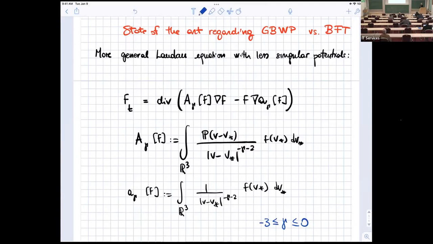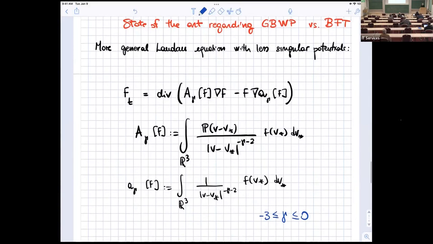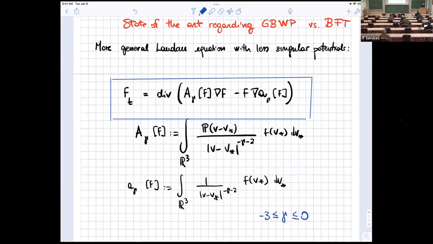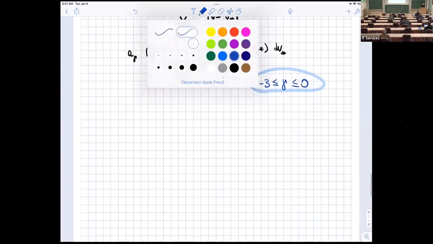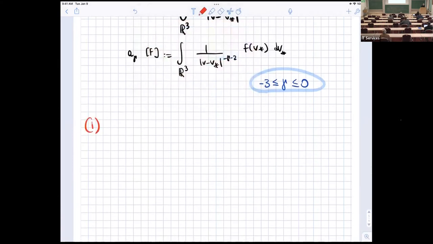So you see the -3 is the worst case scenario, and then the potential becomes less and less singular. So what do we know about the issue of global well-posedness versus blow up in finite time for this model in this range of potentials here? Okay. Well, we know the following. So four results.